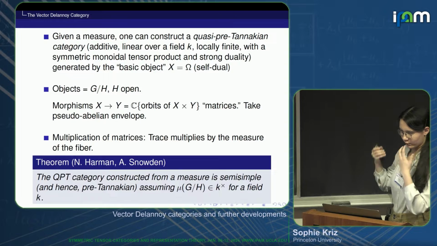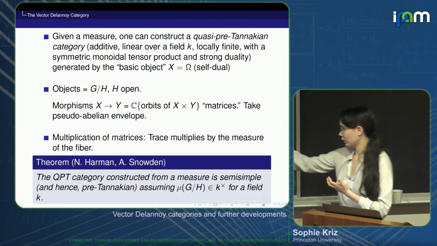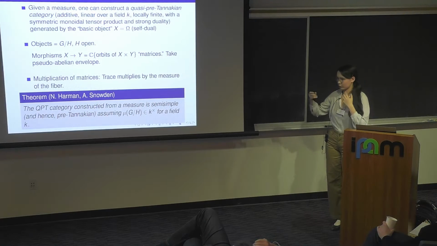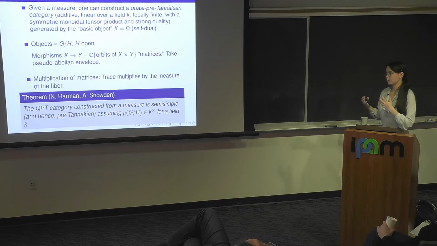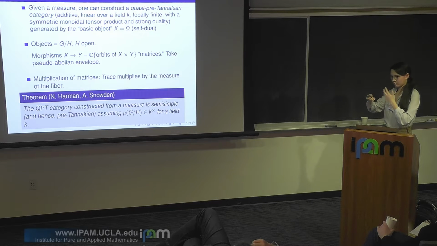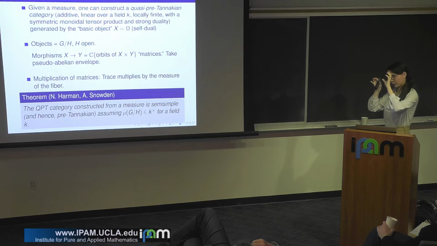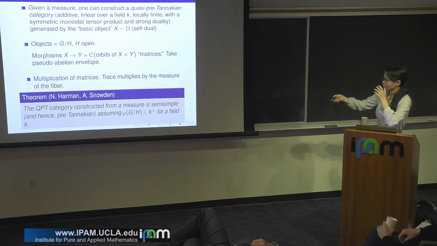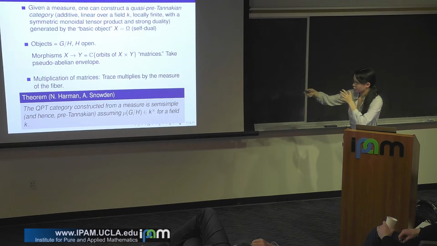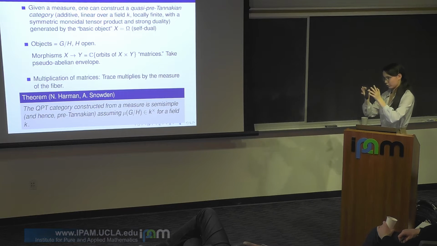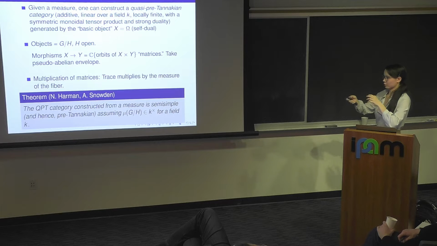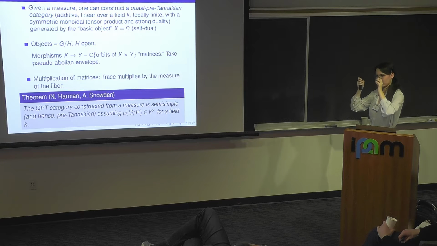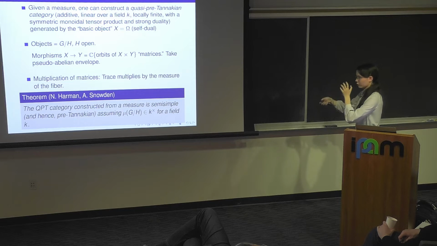The point where the measure comes in is in multiplication of matrices, in other words, composition of morphisms, which is constructed basically by this combination of tensor product and trace. The measure gives us that trace should multiply by the measure of the fiber where we're tracing. So that's where the measure is appearing in this composition.